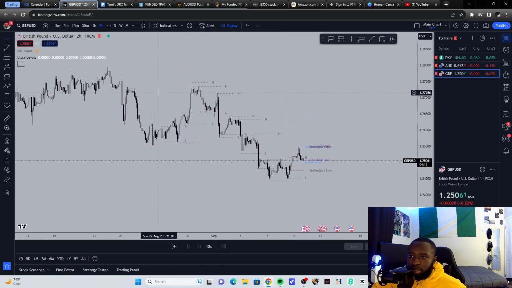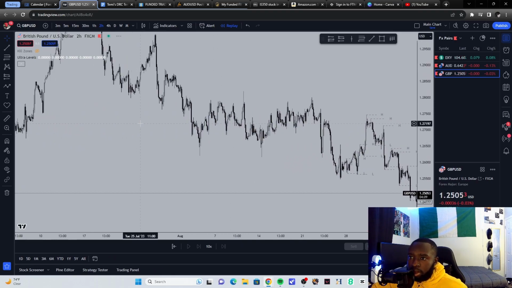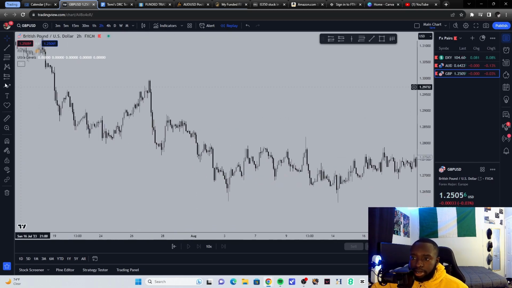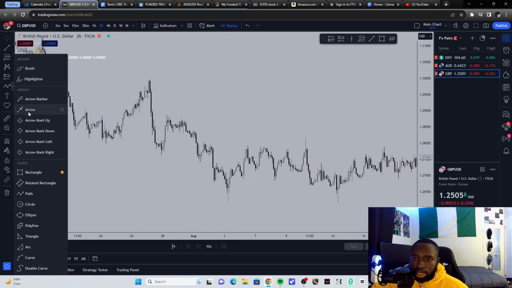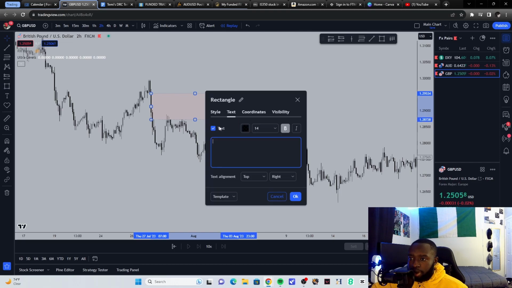In fact, I'm gonna show you. Since I kind of just messed up the chart, I'm gonna find another one. Here's a good one. Give me this rectangle. So there's big gaps in this market right here, right?